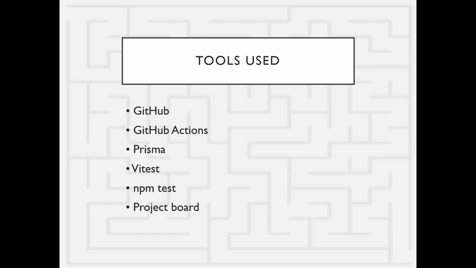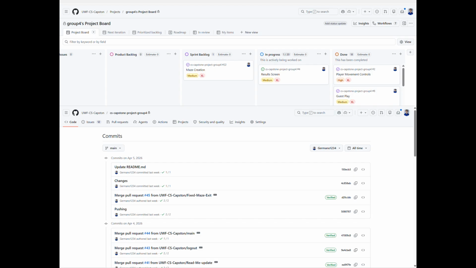And talking a little bit about the tools that we use: GitHub Actions, Prisma, Vitest, npm test, and of course we follow the project board. And we've been using Visual Studio and JavaScript as our programming language. And yeah, that's a little bit on the tools.